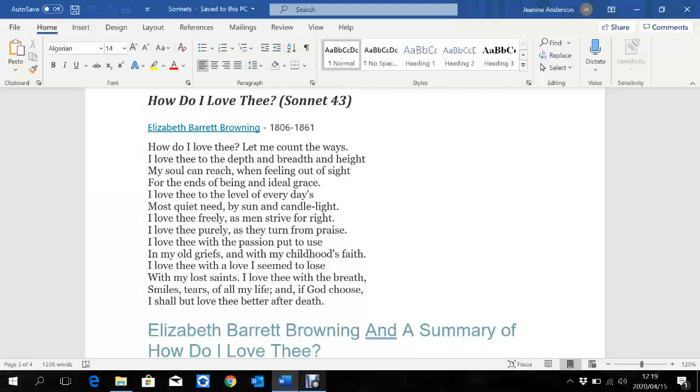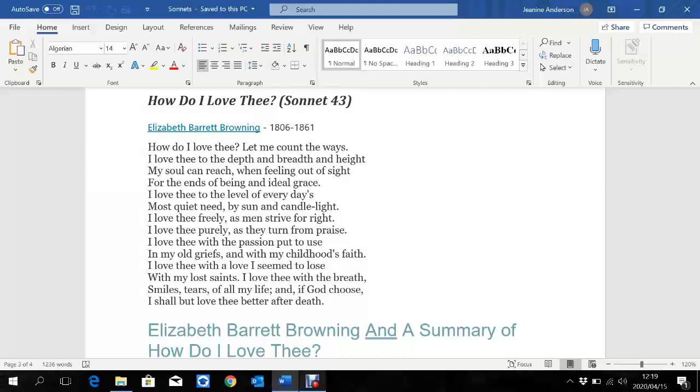So because it's an Italian sonnet, then you must know that the poem is divided into an octave and a sestet. So the octave will be A, B, B, A: ways, height, sight, grace, yes. A, B, B, A: days, light, right, praise, yes. And then the sestet is C, D, C, D, C, D. So use faith, lose breath, choose death. So there we can see the rhyme scheme fits with an Italian sonnet.